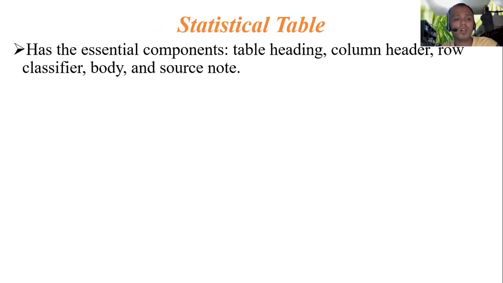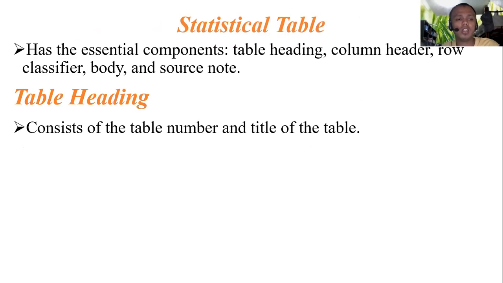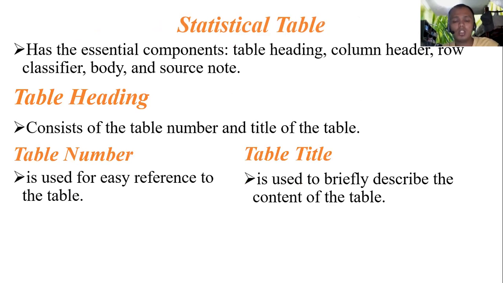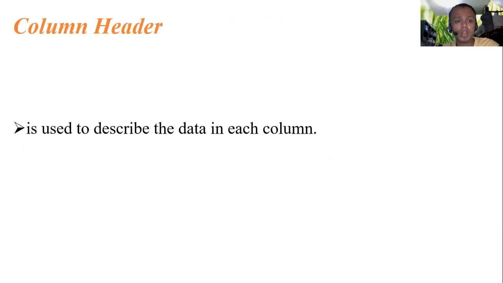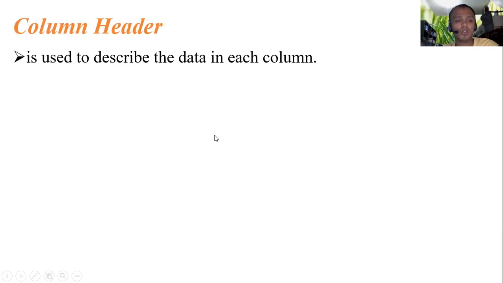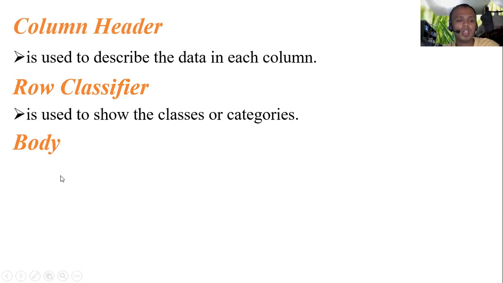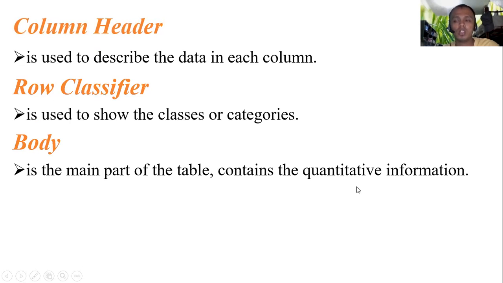Now, statistical table has the essential components. Una, we have table heading, sunod column header, we have row classifier, body, and source note. Okay, the table heading consists of the table number and title of the table. Okay, the table number naman is used for easy reference to the table. Then the table title naman is used to briefly describe the content of the table. The column header naman is used to describe the data in each column. The row classifier naman is used to show the classes or categories. Body is the main part of the table, contains the quantitative information.